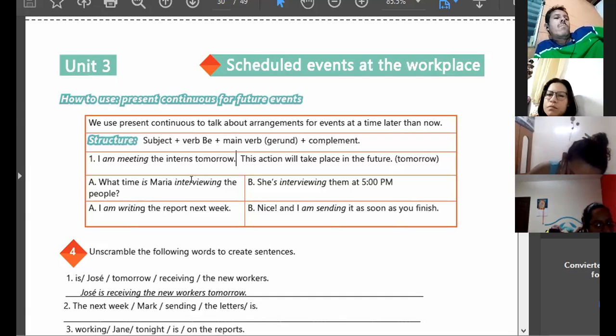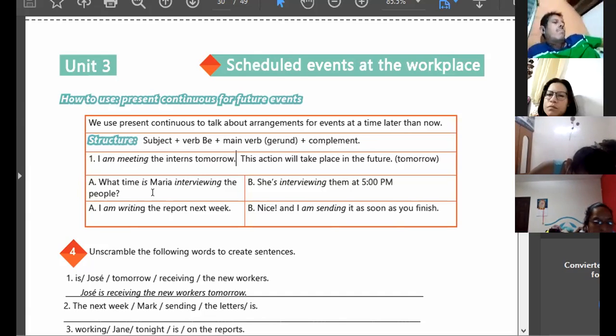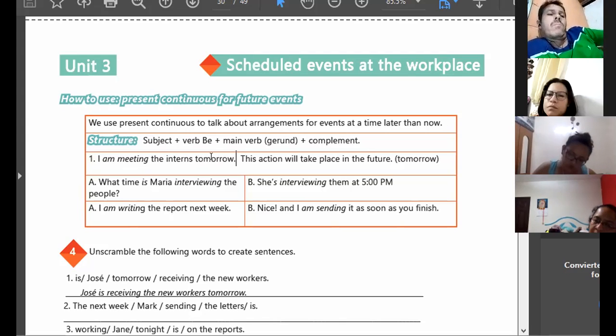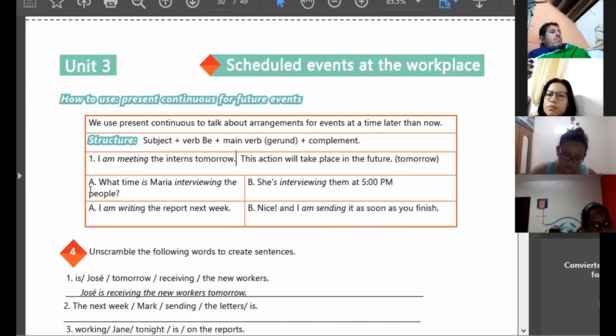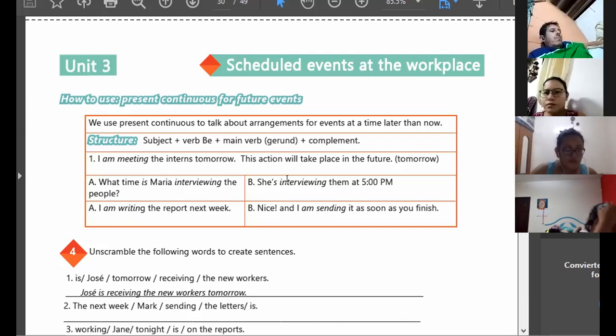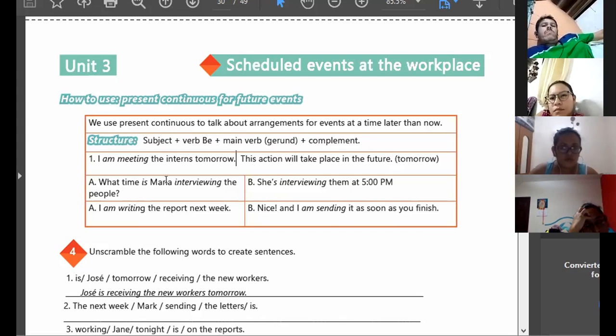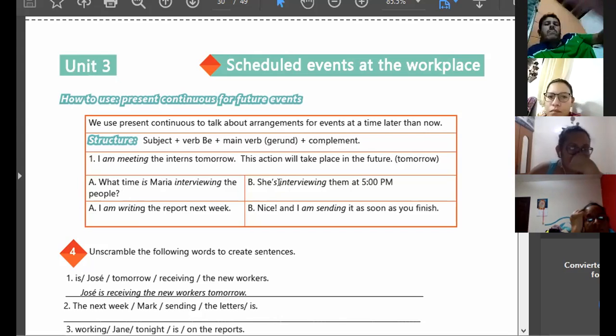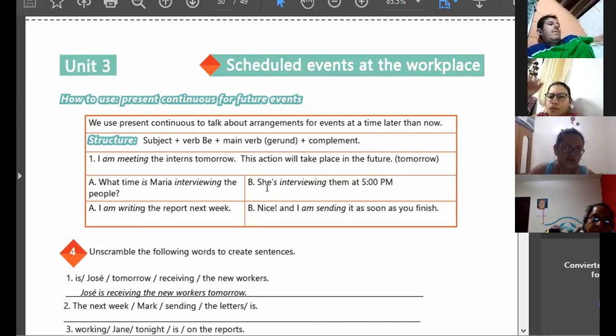Now, this action is going to take place in the future. When is the future here? Tomorrow. Now, let's see this other example. It's a conversation because we have a question and we have an answer, okay? So let's read the question. What time is Maria interviewing the people? She's interviewing them at 5 o'clock p.m. Let's see. What time is Maria interviewing the people? Okay, then what is the answer?